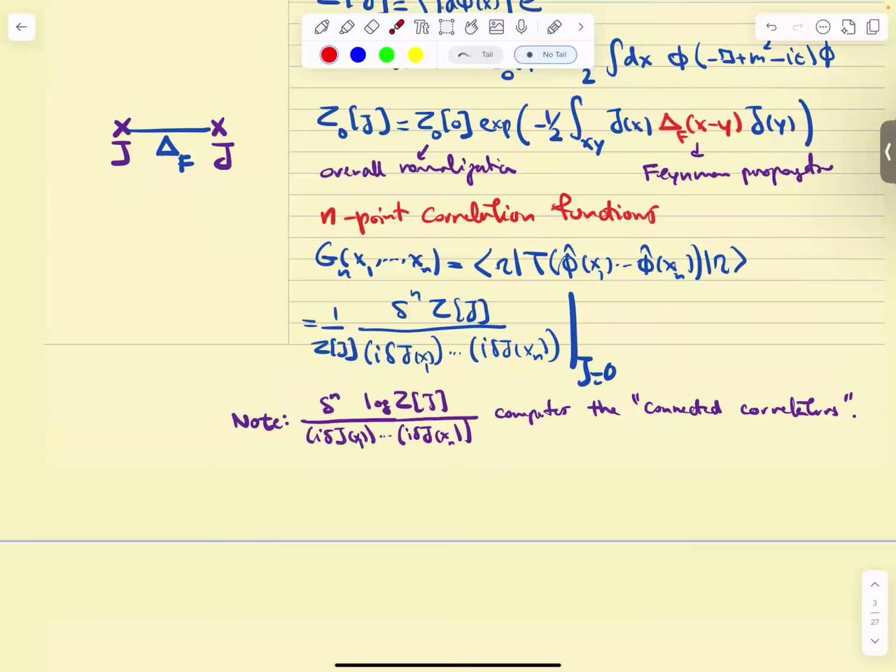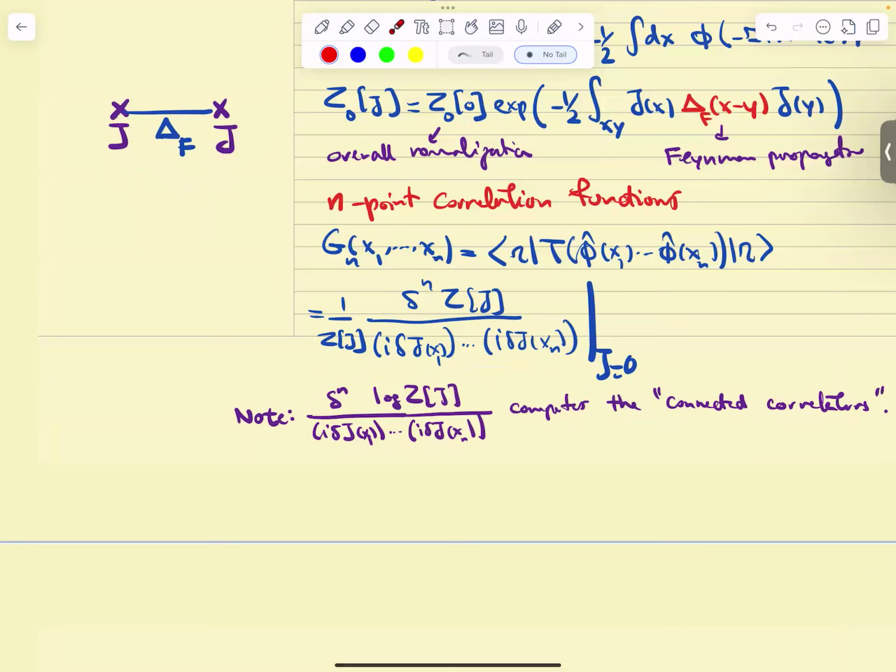Now, I also commented, this is for you guys to figure out, but I'll do one explicit example of a 4-point function. If you take the log of the generating functional, that has a name with a minus sign. It's called the effective action. If you take derivatives of the effective action directly, what you're going to get is the connected correlators, right?